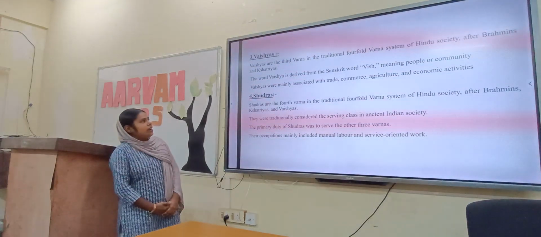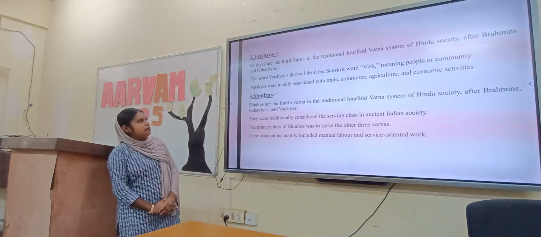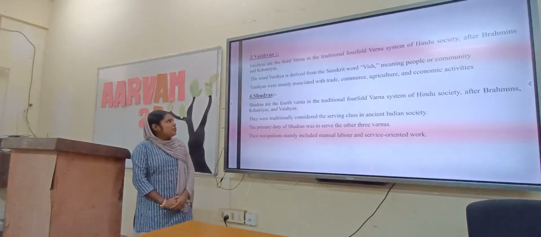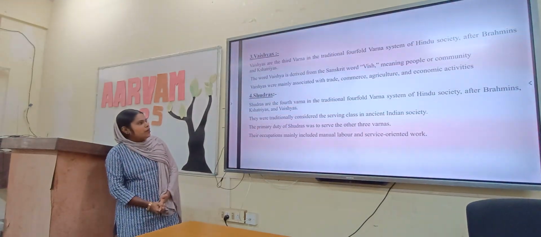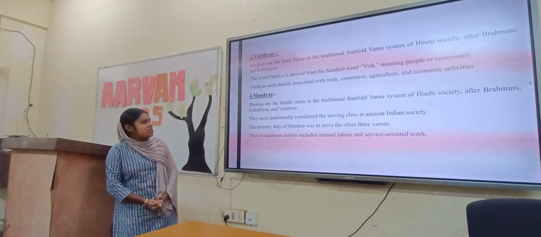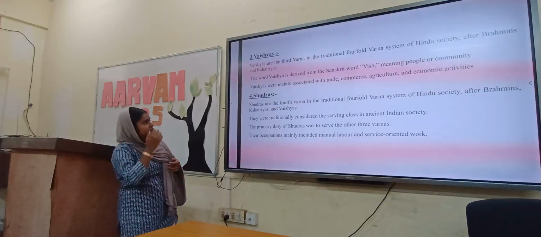Vaishyas are the third Varna in the traditional fourfold Varna system of Hindu society after Brahmin and Kshatriya. The word Vaishya is derived from the Sanskrit word Vish, meaning people or community. Vaishyas were mainly associated with trade, commerce, agriculture, and economic activities.